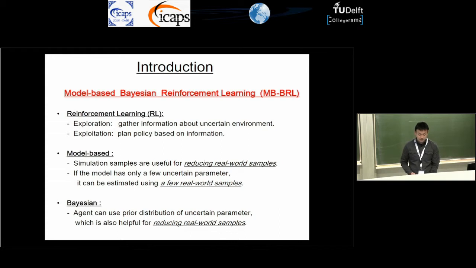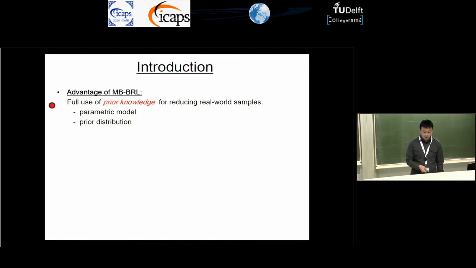In the model-based method, simulation samples are useful for reducing real-world samples. And if the model has only a few uncertain parameters, it can be estimated using a few real-world samples. In addition, in the Bayesian approach, agents can use a prior distribution of uncertain parameters, which is also helpful for reducing real-world samples. So, the advantage of model-based Bayesian reinforcement learning is the full use of prior knowledge for reducing real-world samples.